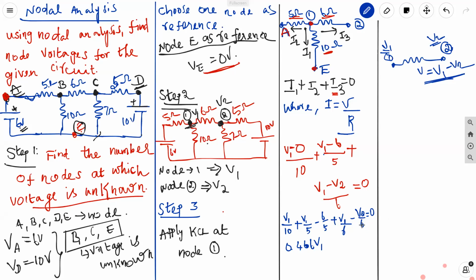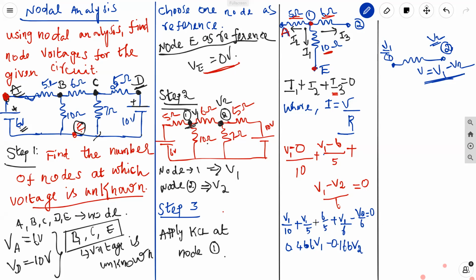Then next, V2, we have only one term, minus 1 by 6. 1 by 6, I think 0.167 will come, 0.166 will come. Let's check 1 by 6, yes, minus 0.166 V2. Then the constant term, we are having 6 by 5, which is 1.2, right?